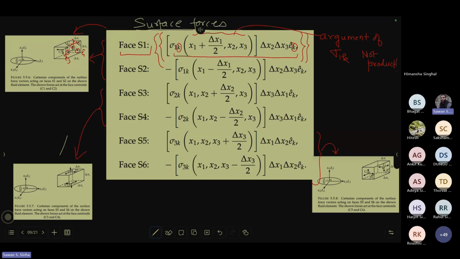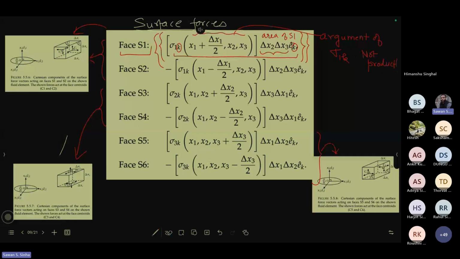So that force has one contribution coming from area. What area? The area of the space, which is delta x2, delta x3. This is the area of S1. So area multiplied by appropriate stress will give me a force.